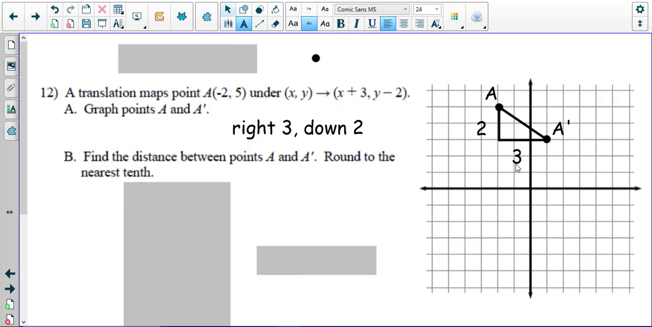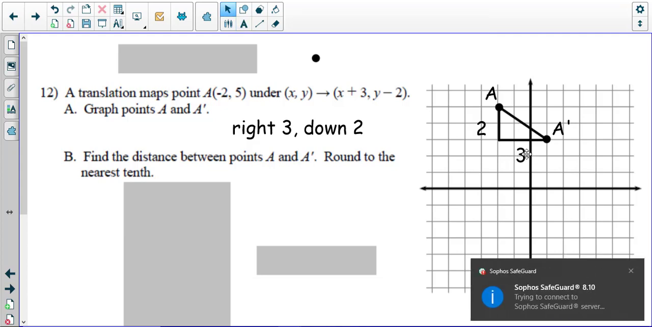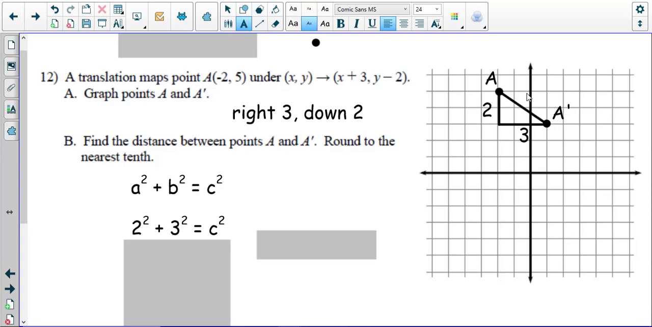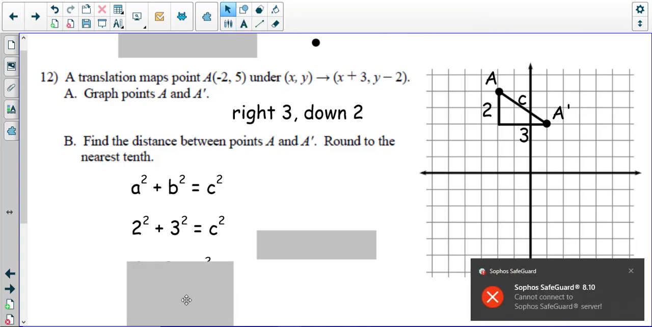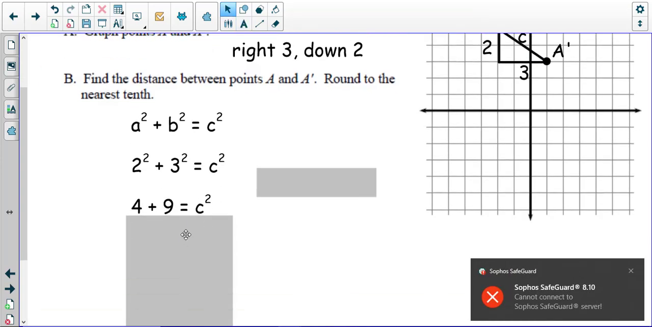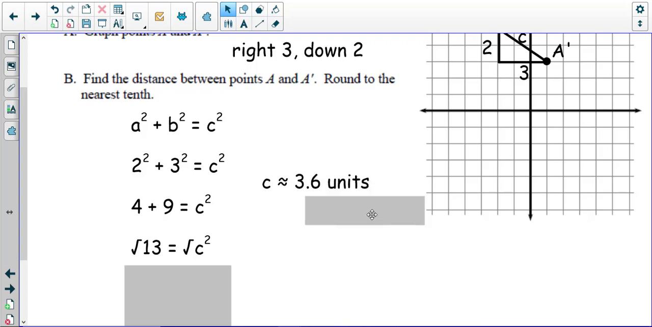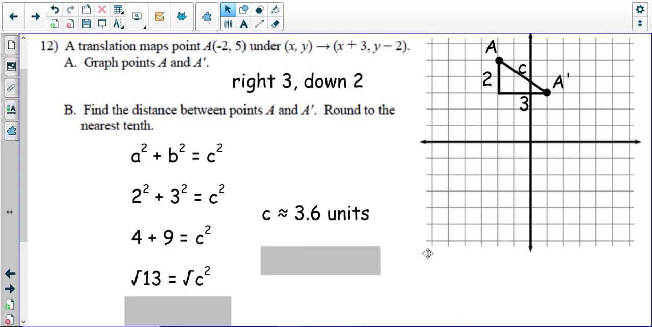And that is a right triangle where I know 2 of the sides, and I need to find the third, which happens to be the hypotenuse. So that means Pythagorean theorem. I'm going to use a squared plus b squared equals c squared, where 2 and 3 are a and b. So 2 squared plus 3 squared equals c squared, and c is the distance I'm trying to find between points A and A prime. That's going to get us 4 plus 9 equals c squared. 4 plus 9 is 13. And if 13 equals c squared, I want to take the square root of both sides. The square root of 13 is approximately 3.6 units. So the distance between points A and A prime is 3.6 units.